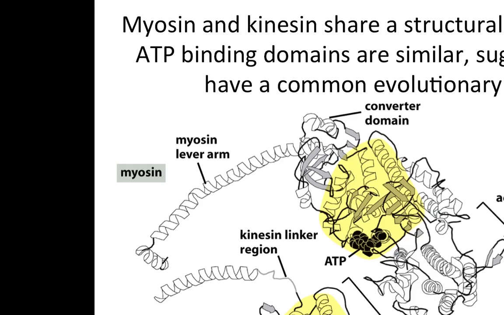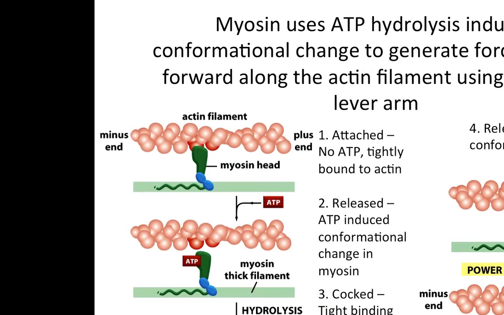So when you start to see similar domains, you can start to think to yourself, how are these proteins similar? Myosin uses ATP hydrolysis-induced conformational changes to generate force. So you've got ATP being hydrolyzed, a change in conformation, and that generates force to move forward along the actin filament. It uses this rocking lever arm. You've got your myosin head, and then there's this light chain here, which is basically acting as a lever arm.